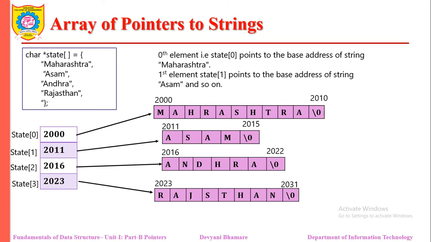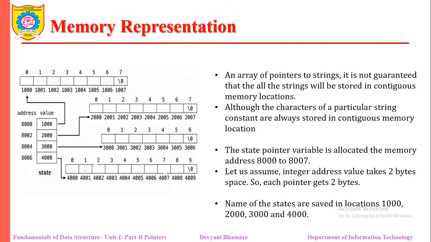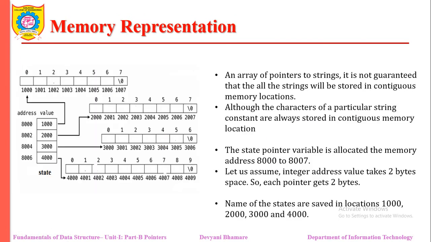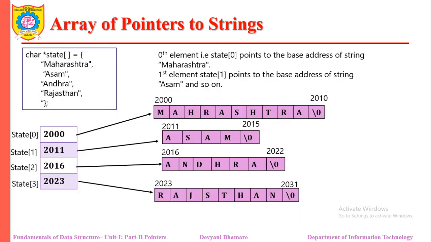Let me show their memory representation. In this case, state 0 contains the base address of the first string. State of 1 contains the base address of the second element, that is Assam, accordingly. So this is the memory representation of our array of pointers to strings. Now, if you have observed, an array of pointers to strings doesn't guarantee that all the strings will be at contiguous locations. We cannot say that Assam will always start at location 2011, or that the next one, Andhra, will be at location 2016.